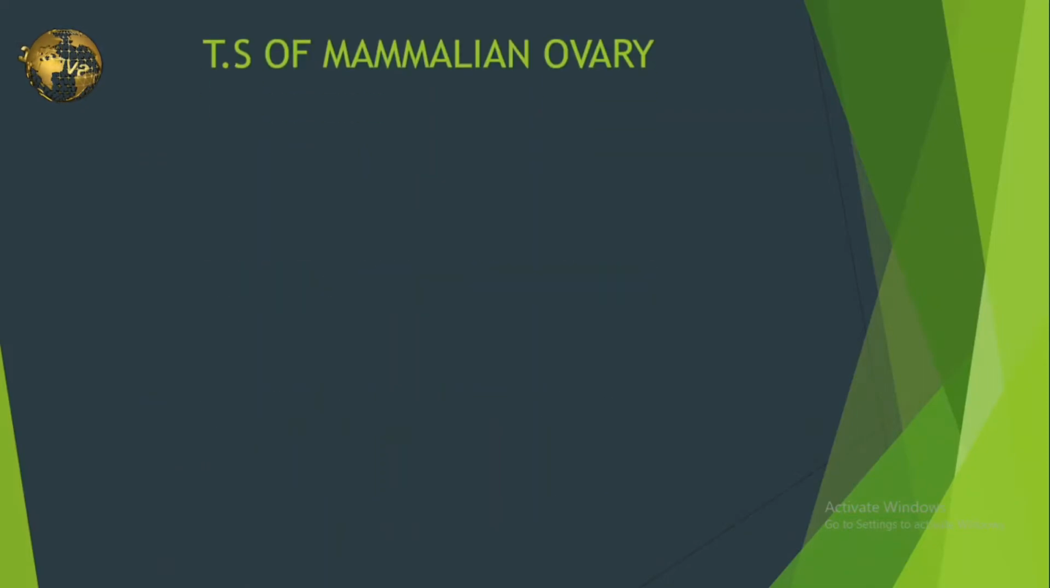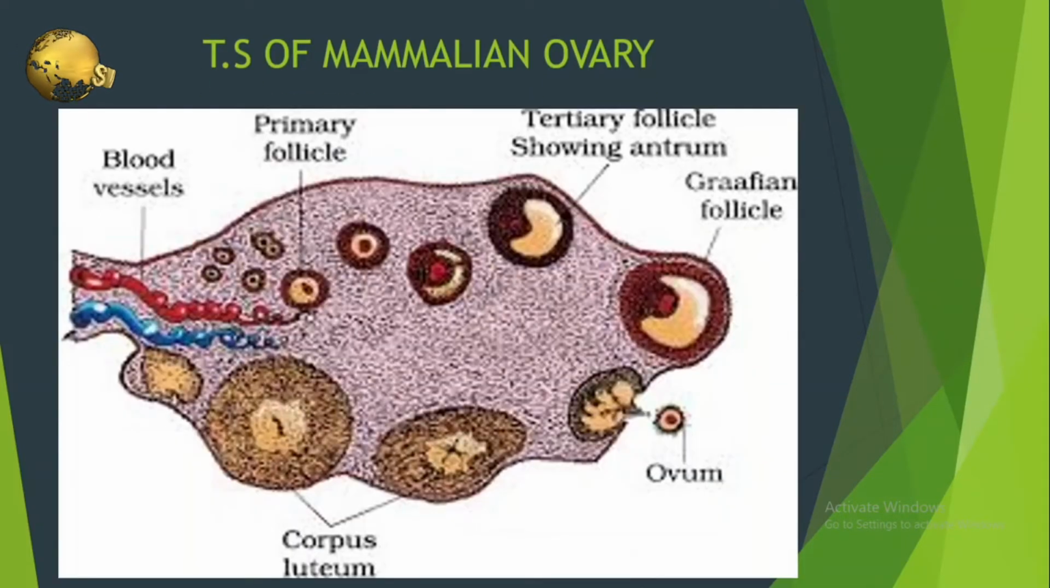TS of mammalian ovary. A mammalian ovary is a solid structure bounded by germinal epithelium followed by a thick layer of fibrous tissue called tunica albuginea. The ovary consists of outer cortex and inner medulla. The cortex consists of many oval bodies called ovarian follicles at various stages of development.